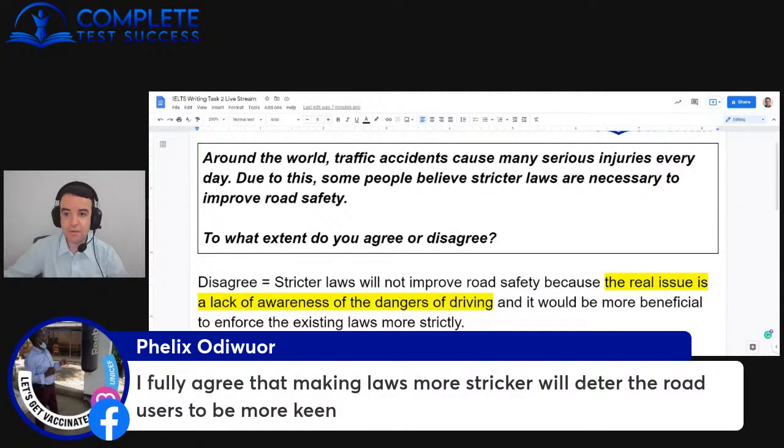I fully agree that making laws more strict will deter road users to be more keen. But then we need the reasons why you feel that way. So your opinion is clear, but your reasons for your opinion are not. And again, that will not get you a good score.